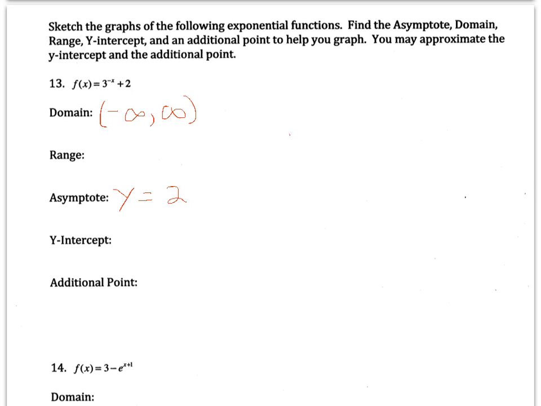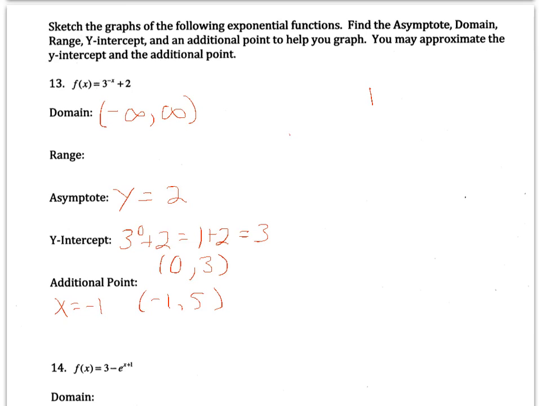To find the y-intercept, we want to plug in 0. So we have 3 to the 0 plus 2, which would be 1 plus 2, which equals 3. So we have a y-intercept at 0, 3. For an additional point, we can plug in any point that's convenient. I think it would be easy to plug in a -1 because that would make our point 3 to the first power plus 2, which is 5.